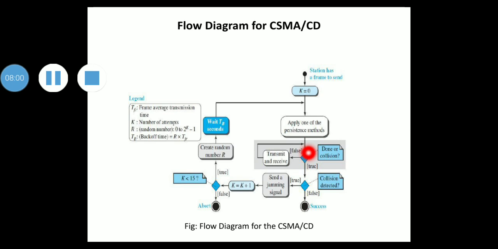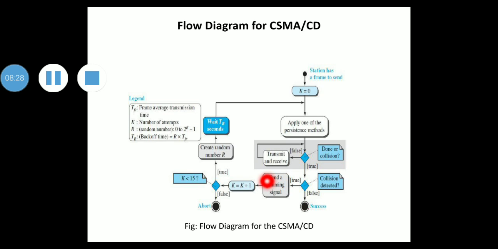If done or collision is true or false: if it is false, then transmit and receive. If it is true, again check for a condition. Collision detected? If it is false, success means the frame has been sent. If it is true, then send a jamming signal.